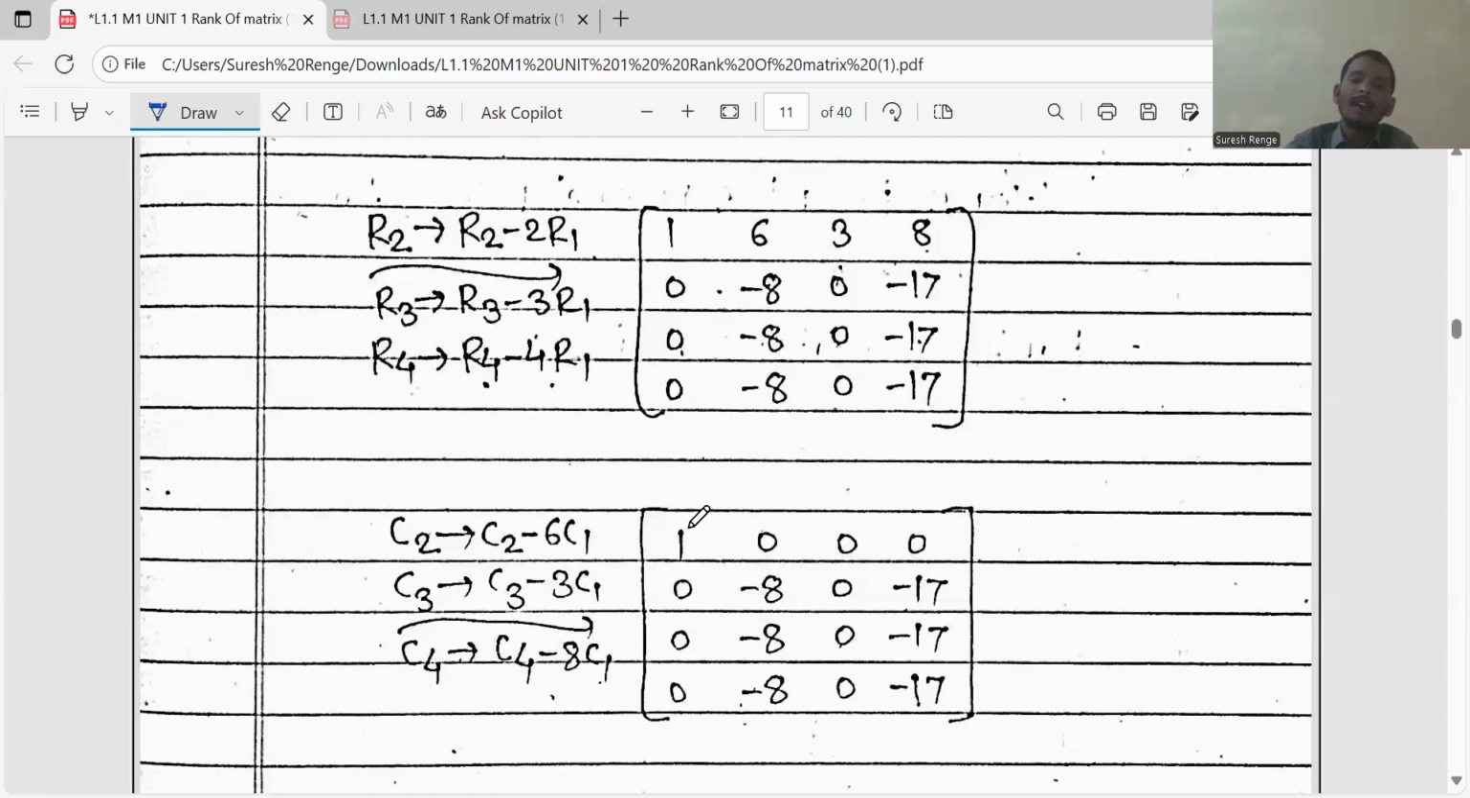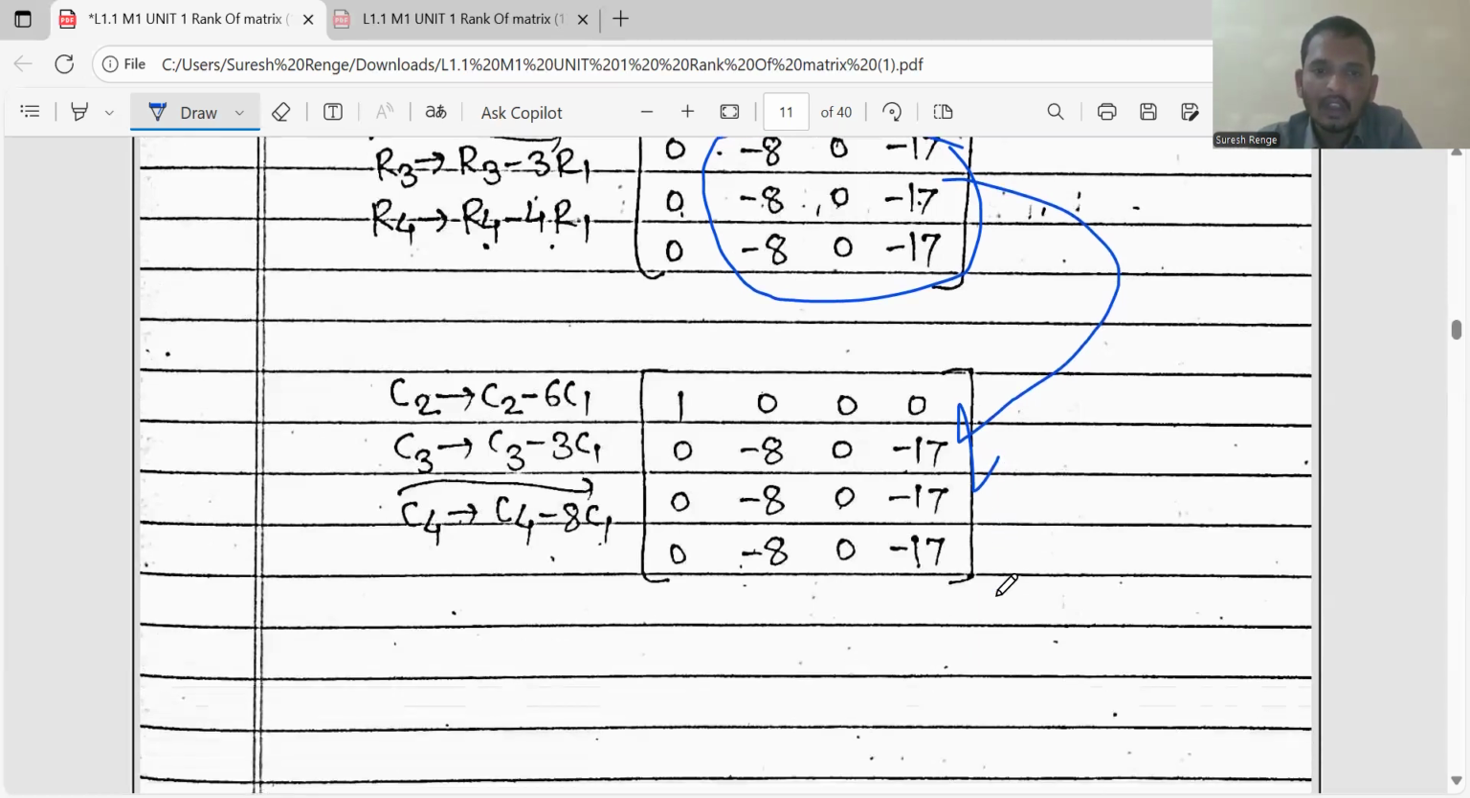Just write down the element 1, 0, 0, 0. That element 6 becomes equal to 0, 3 becomes equal to 0, 8 becomes equal to 0 by applying these operations, and we need not calculate anything. The matrix doesn't change. Whatever the remaining matrix is, write down that matrix as it is. That matrix does not change.